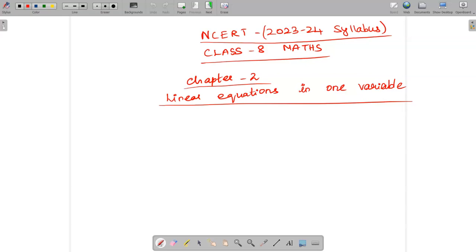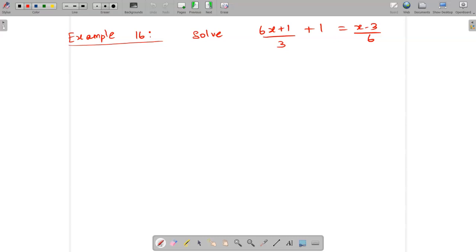Hello students, today we are going to see the chapter 2 linear equations in one variable, example 16 and 17. So example 16, the question is: solve (6x + 1)/3 + 1 = (x - 3)/6. First let us write the problem as it is: (6x + 1)/3 + 1 = (x - 3)/6.